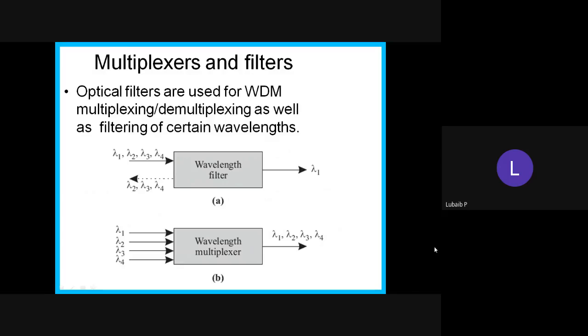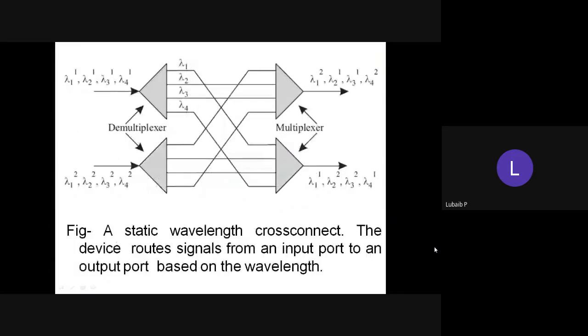Whereas in the wavelength filter, from the multiple wavelength signal present on the single line, we want to separate a particular wavelength. That is where the wavelength filter is used. In the figure, you can see a static wavelength cross connector. This device routes the signals from an input port to an output port based on the wavelength. They are used for multiplexing and demultiplexing.